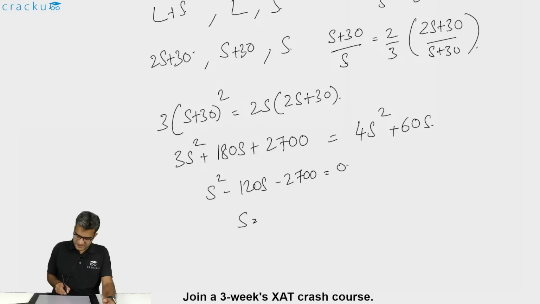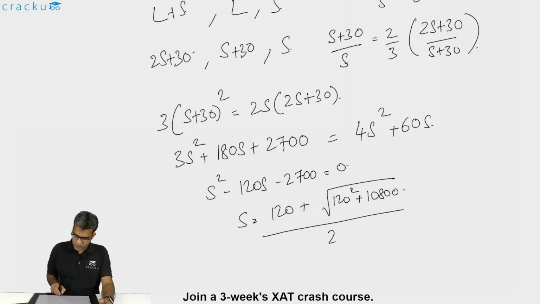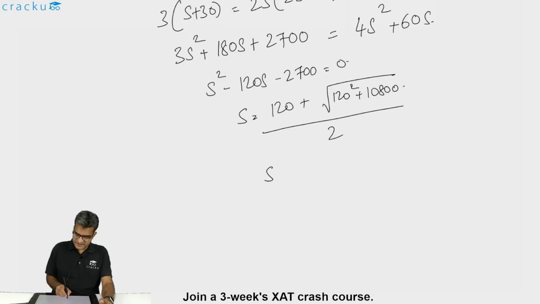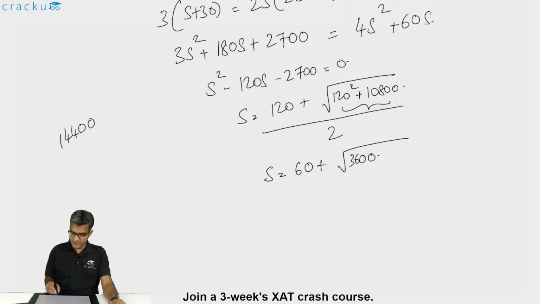So the value of S is 120 plus square root of 120 square plus 4 times 2700, which is 10,800, divided by 2. Or the value of S is 60 plus, we'll divide all of this by 2. 120 square is 14,400. You have to divide it by 4 because you are taking 2 out of the square root, plus 2700. This is equal to 60 plus square root of 6300.